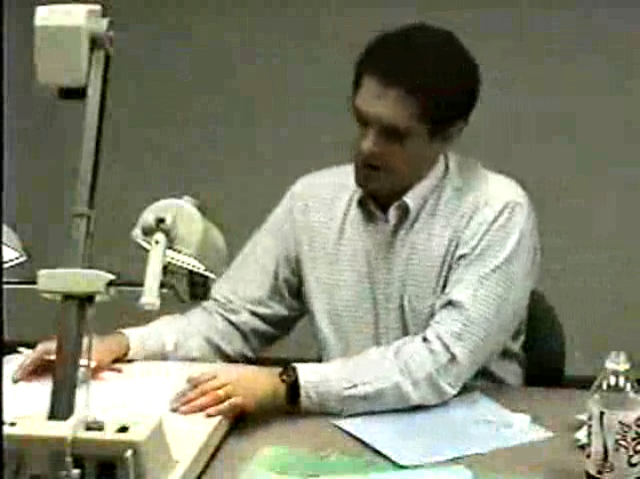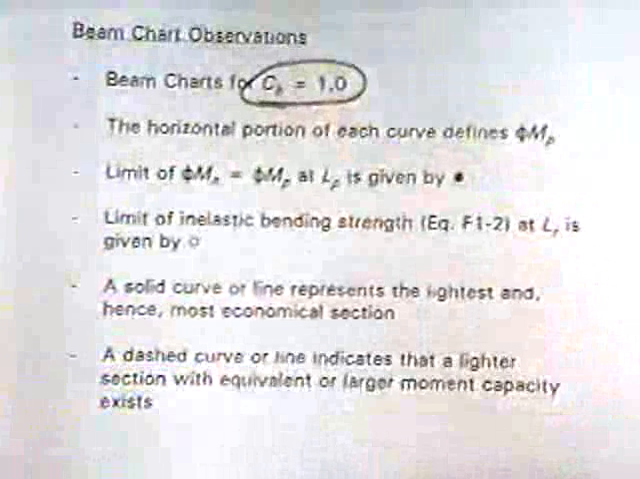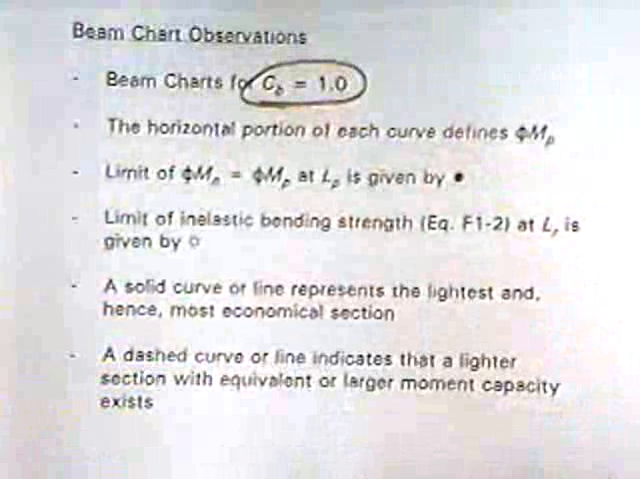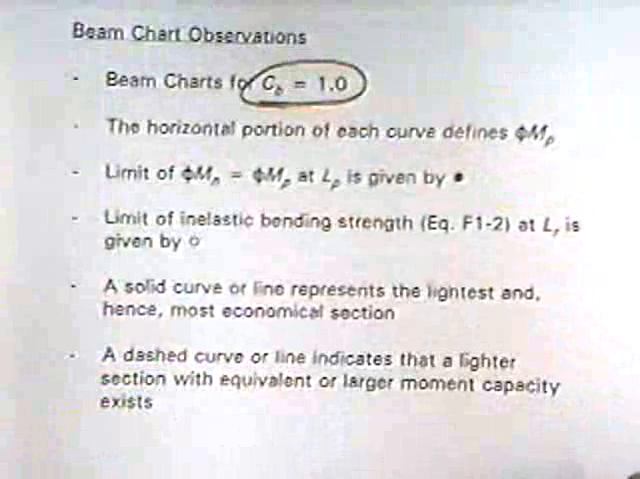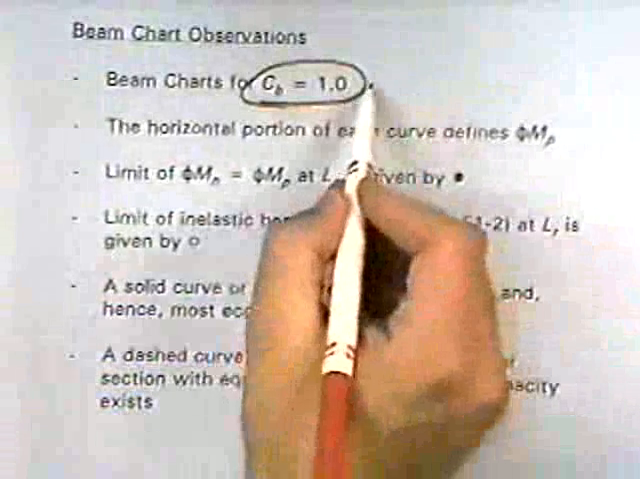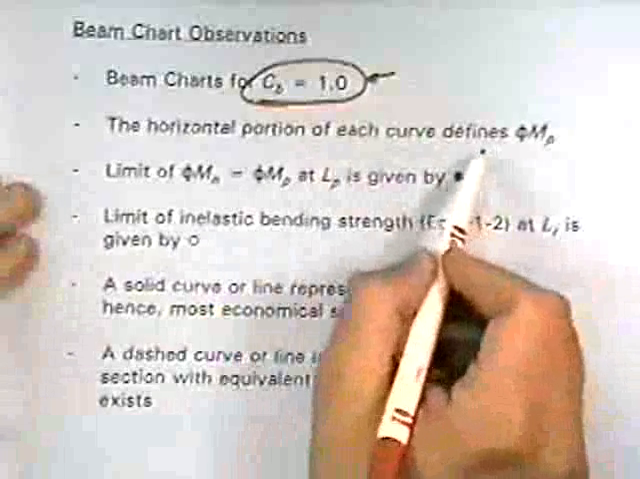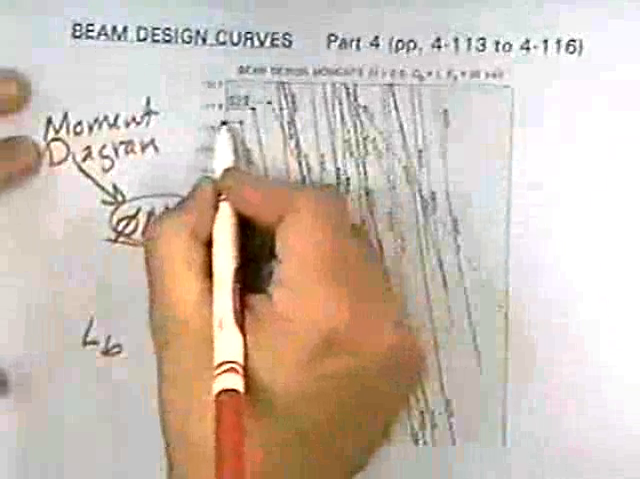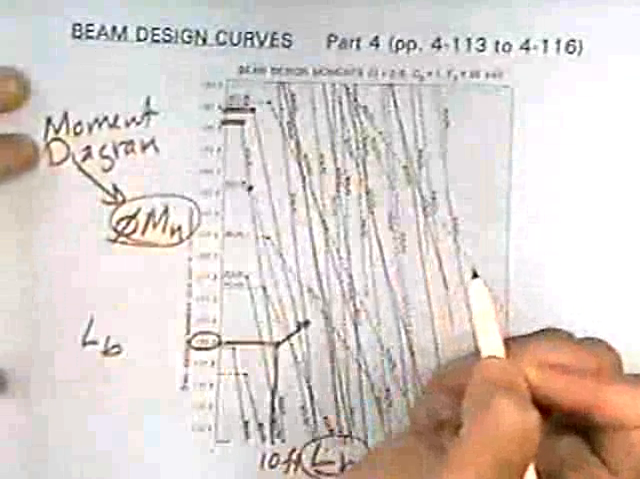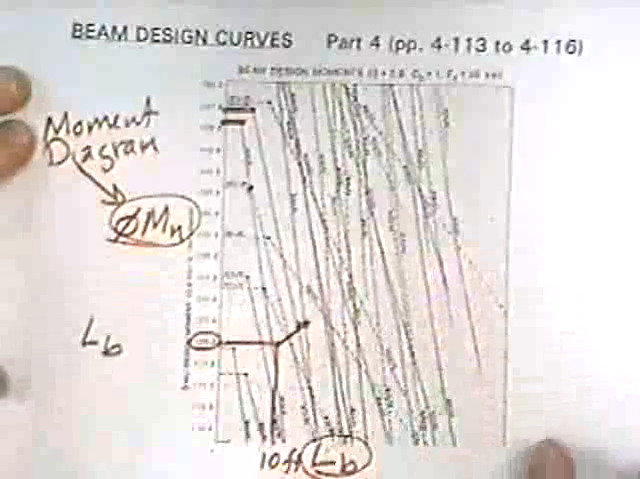Okay, looking at these beam charts, there are a couple important observations. One is that the beam charts are for C sub B equal to 1. Again, for the purposes of this exam, always assume you have C sub B equal to 1, unless they ask you to calculate C sub B or something, but they usually don't. Again, it's conservative and it saves a lot of time. The horizontal portion of the curve, if you go back, you notice that each curve eventually plateaus out. That defines the maximum moment capacity of the beam section. That's phi M sub p.